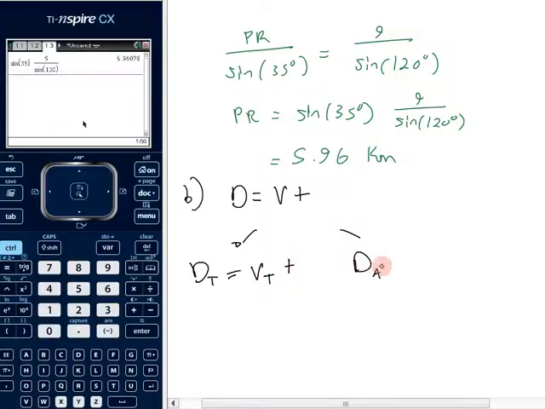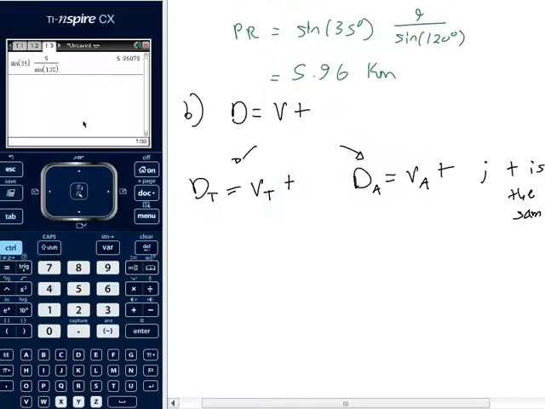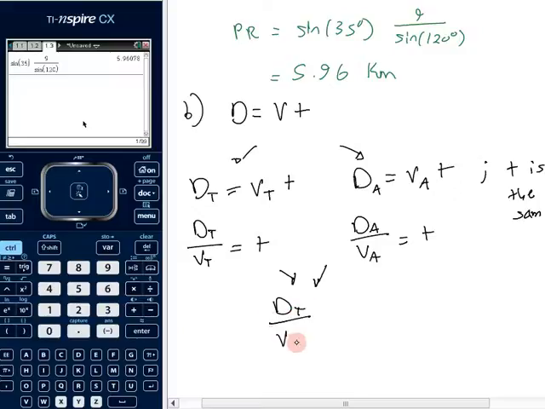and the distance traveled by Alan should be equal to the velocity traveled by Alan times the time that he travels for. But these two t's should be the same, because they're meant to arrive at the same time. So if we want to find information relating the two, we'll solve each of these for t, and we'll get that the distance for Tom divided by his velocity is that time, and the distance for Alan divided by his velocity is that same time, which allows us to combine these two expressions into dT over vT equals dA over vA.